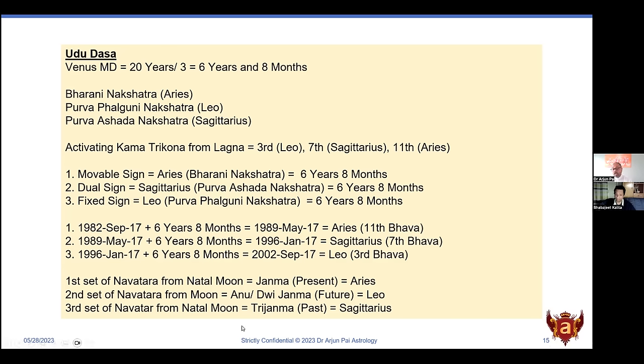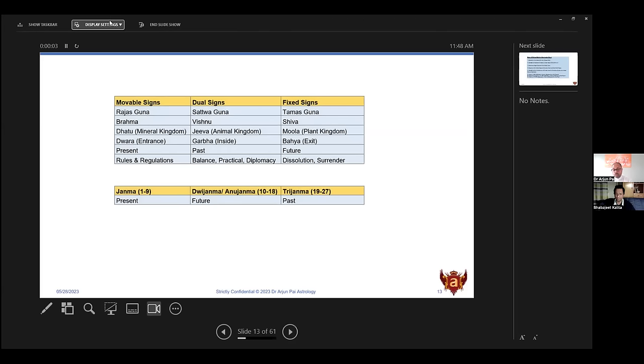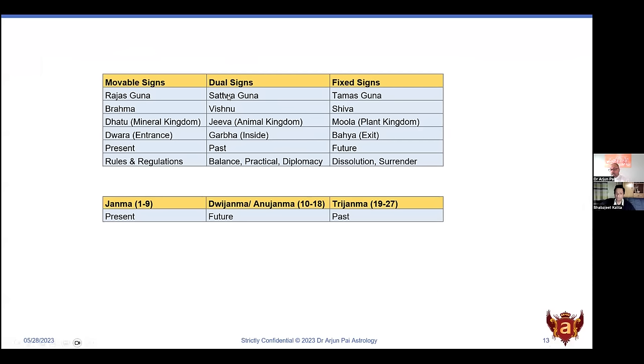And Sagittarius. So Sagittarius, what did we say? Let's go back and see what we said about Sagittarius. Dual sign, Vishnu. Sattva Guna. And it is also a fire sign. And it is also a dharma sign. Fire dharma. So she must have had a very spiritual connection from the past life that she has come as a wife. Makes sense. And dual signs are also past. So she has come to bring some practicality, diplomacy, and balance in his life.